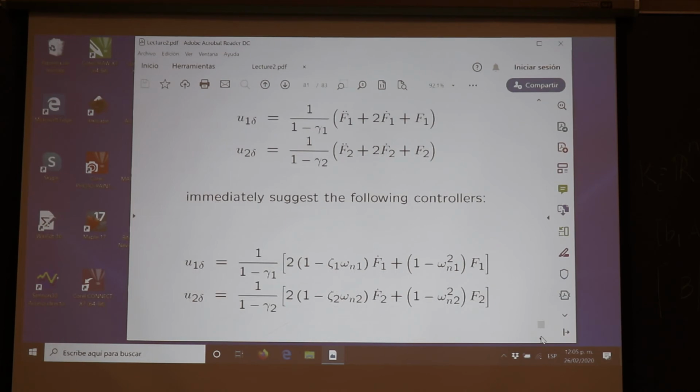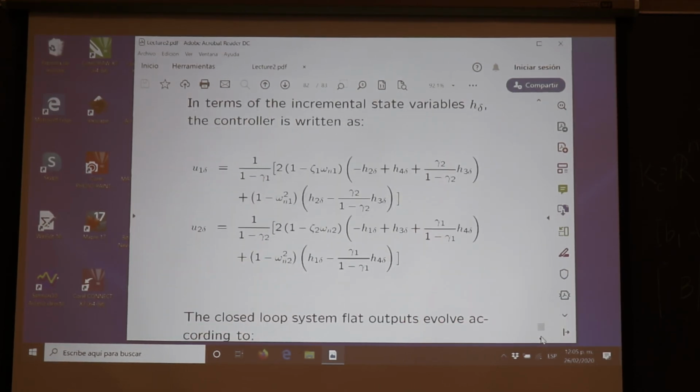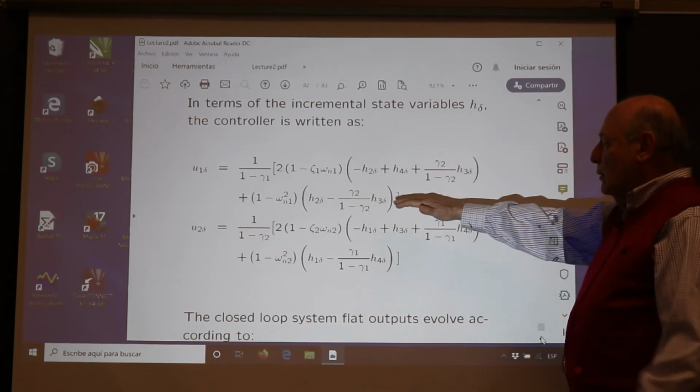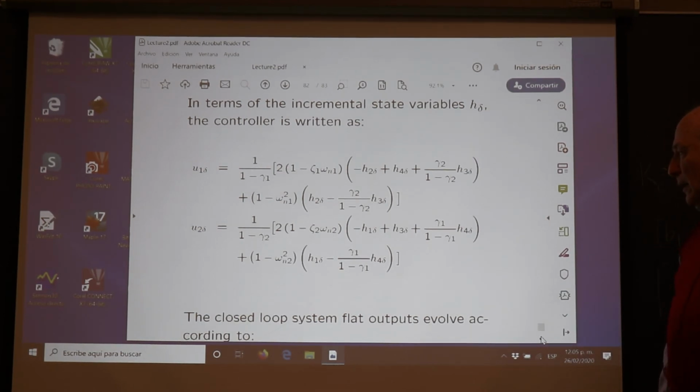And if you measure the states, you're done. So in terms of the actual states, this is the control law for U1 and U2. It's a linear control law. And it's very nice because it buys you a lot of things.